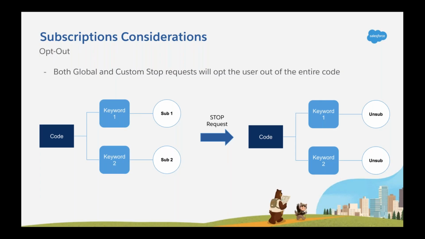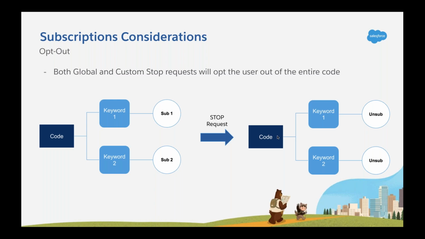So process flow for how opt-outs actually work. Pretty much as simple as it sounds. If we get a stop request, and the example here is assuming that this is a global unsubscribe, this will actually go ahead and opt a user out of both the code and the keyword. If this was a custom stop request, they'd actually only be unsubscribed from one individual keyword, but that would also opt them out from the code itself.